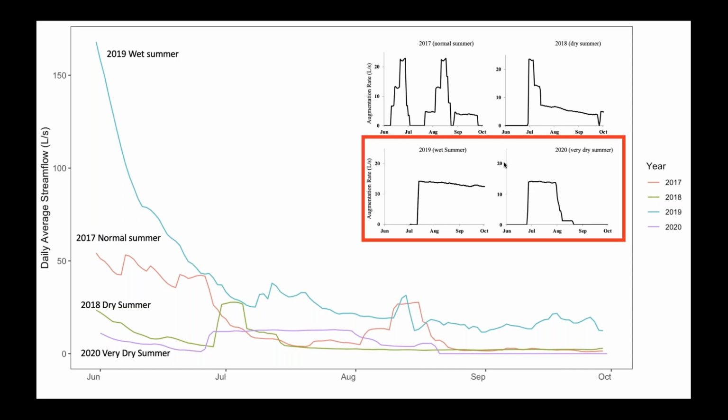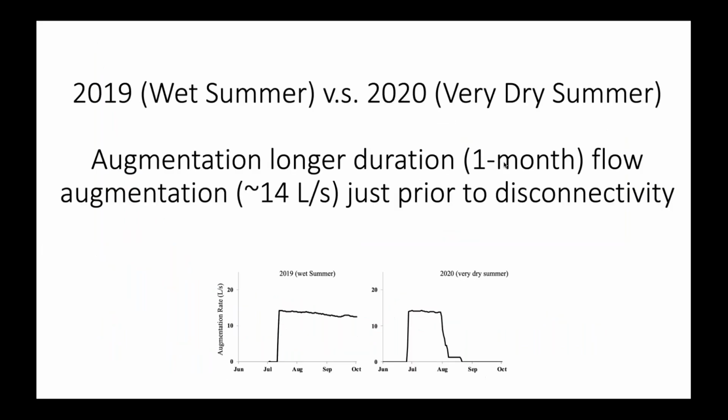And in both summers, we had a similar augmentation treatment, a 1-month duration of 14 liters per second, which we tried to initiate just prior to disconnectivity. And so comparing this very wet summer and this very dry summer will allow us to look at the effects of augmentation on salmonids and the stream food web under different ambient natural conditions.